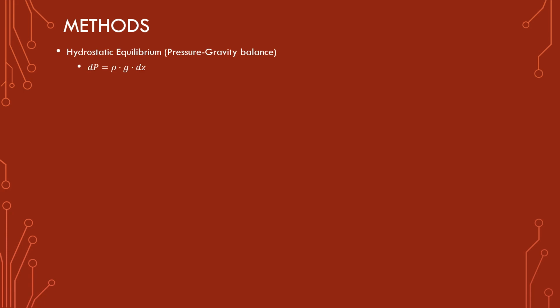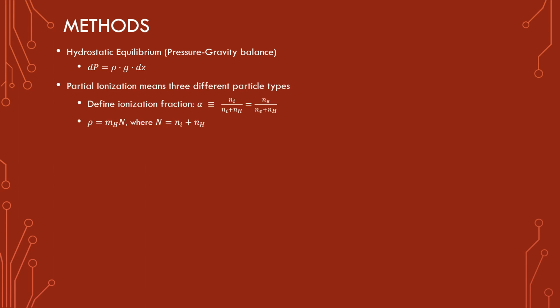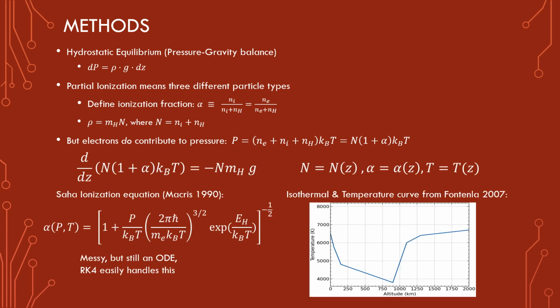Hydrostatic equilibrium is just the force balance of pressure and gravity. This is what you might see in a fluid dynamics class, but the chromosphere is ionized, so we define the ionization fraction alpha, which goes from 0 to 1, and we really have to take into account that we have three species of particles: positive ions, electrons, and neutral atoms. The ideal gas equations are missing these here because the n's are actually number densities, particles per volume.